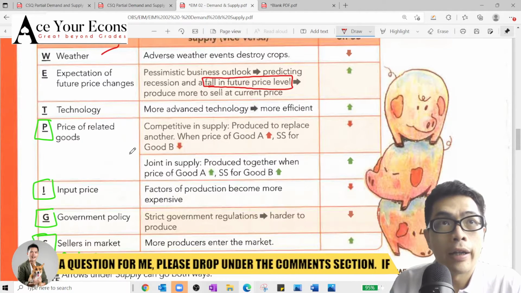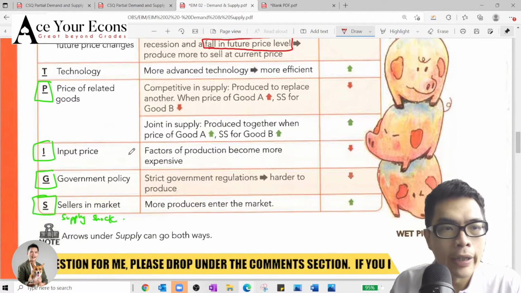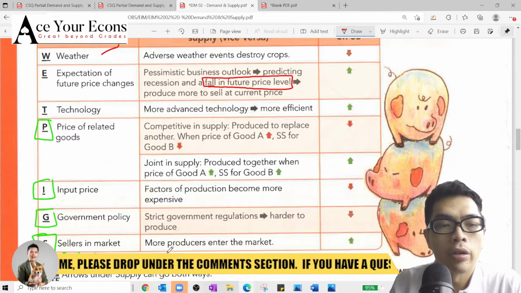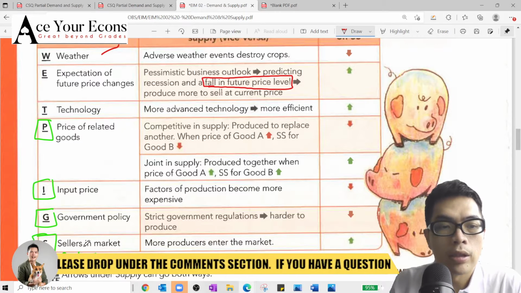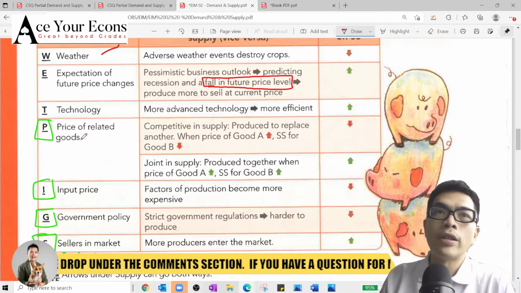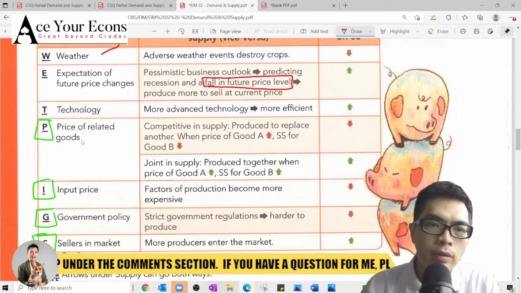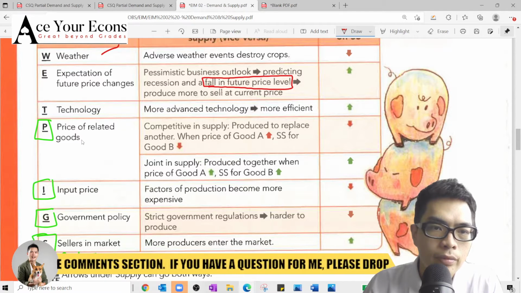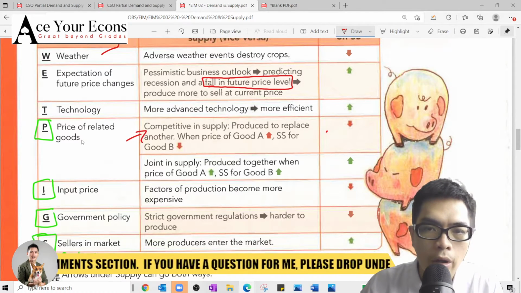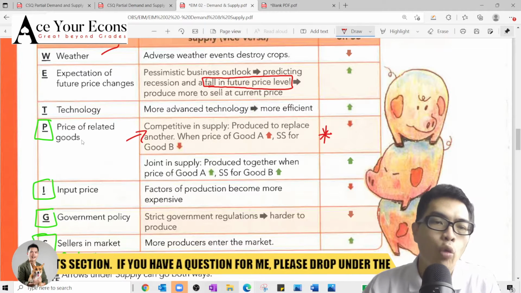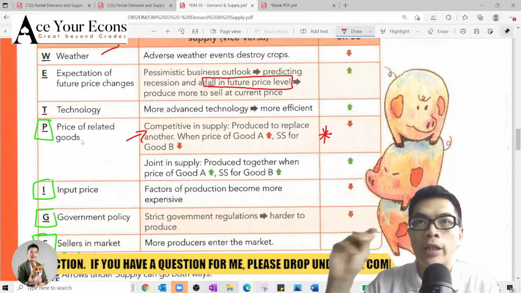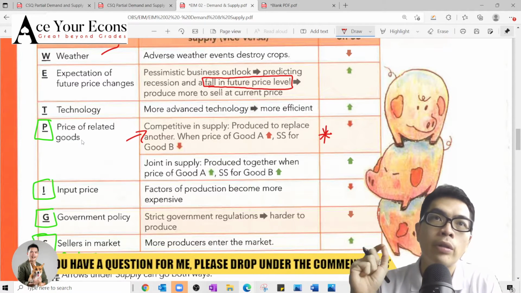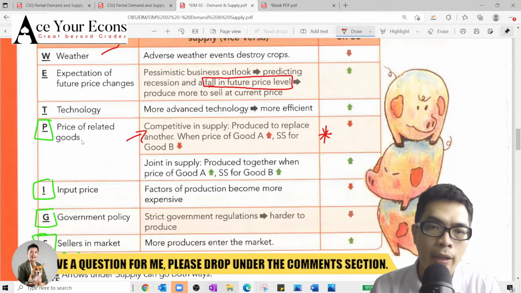Okay, so I'm going to move on to the important parts. Earlier on, I have covered sellers in the market, or supply shock, so we can see that this has already been tested. Now, price of related goods. I want you to look at this. This is more important. In fact, this is tested 100% of the time. I haven't seen joint supply being tested. So for the viewers out there, make sure you are able to illustrate what is competitive supply.